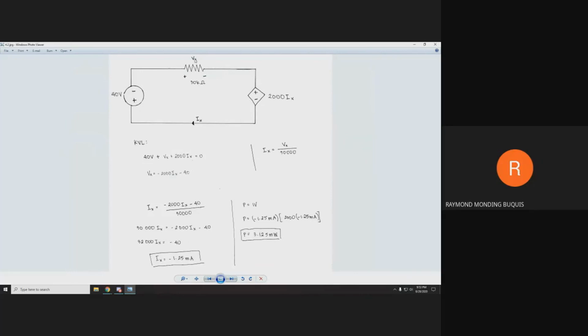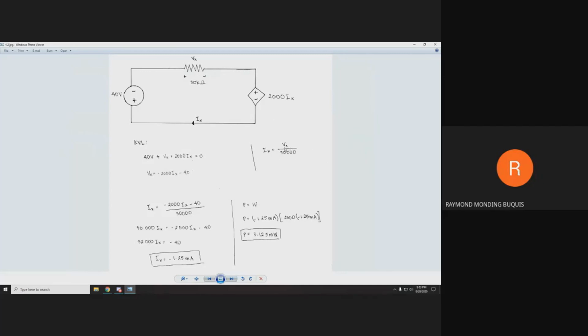In getting the value of Vx, we can use the KVL. As for the KVL, since this is a voltage drop, it would have a positive value. And we assume that this is a plus minus sign, so it would be positive, as well as this one. So 40 plus Vx plus 2000 Ix is equal to 0. So we can see that Vx is equal to negative 2000 Ix minus 40. And we know that Ix is equal to Vx over 30,000.